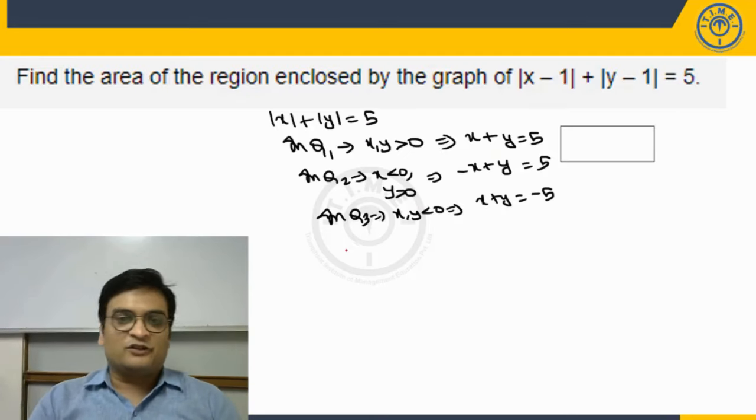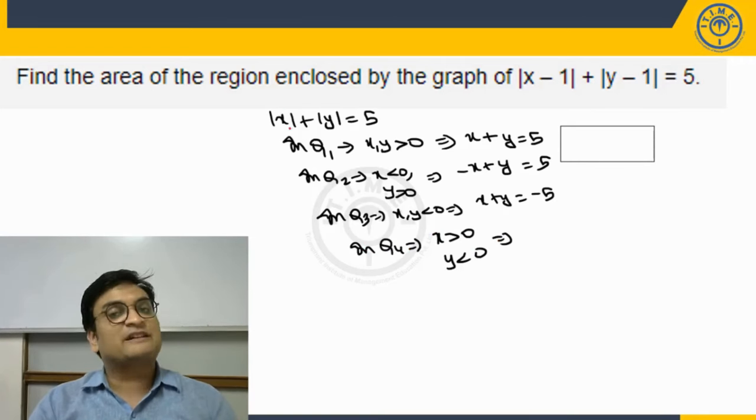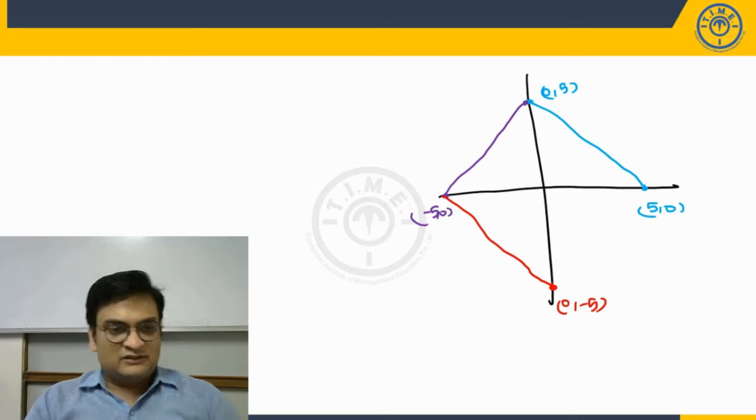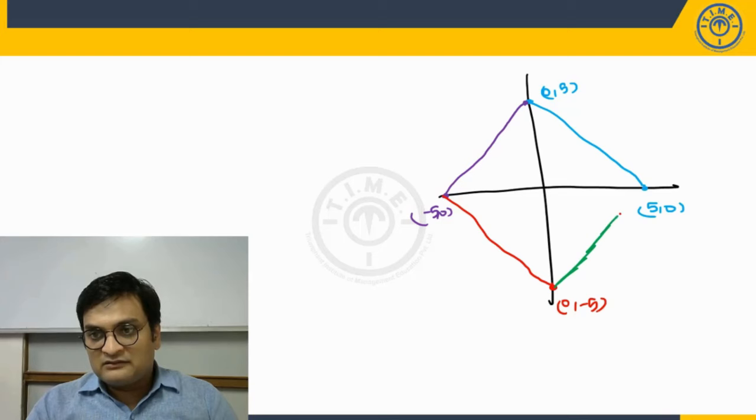And lastly, in the fourth quadrant, what will happen? X is positive, but y is negative. So this equation changes. Mod x will become x. Mod y will become minus y because y is negative. So x minus y equal to 5. So this will be looking like this. So this is x minus y equal to 5.